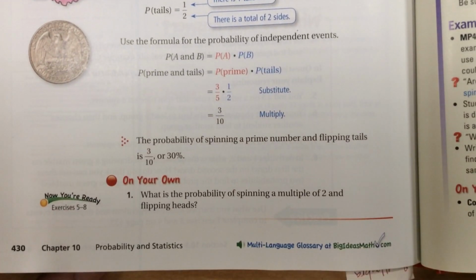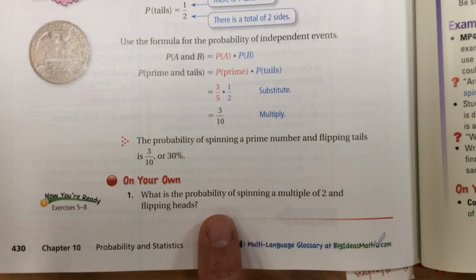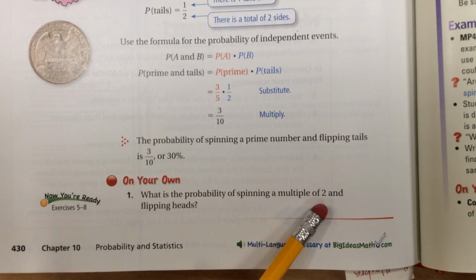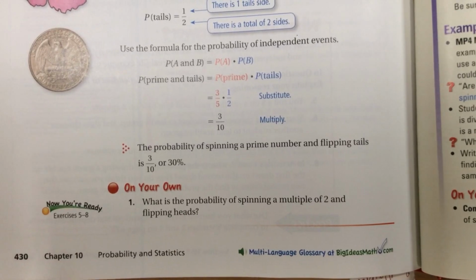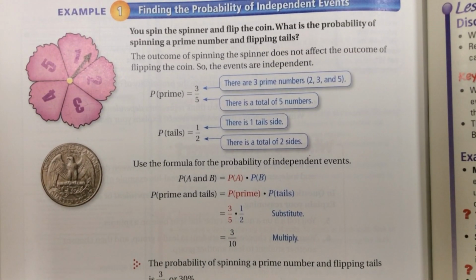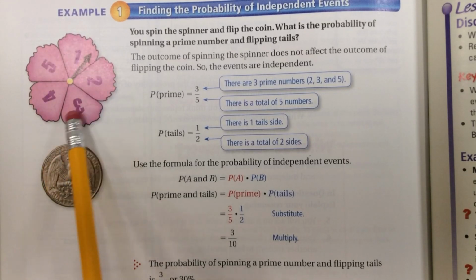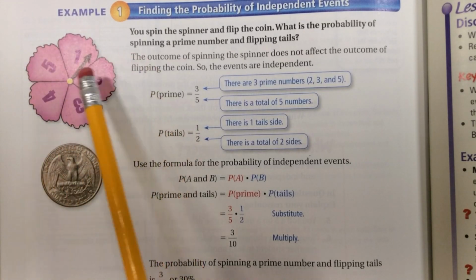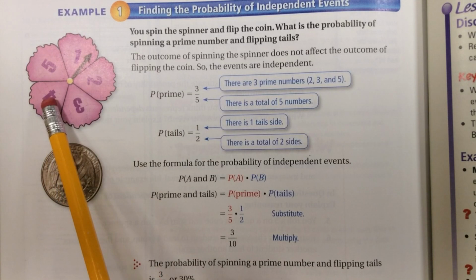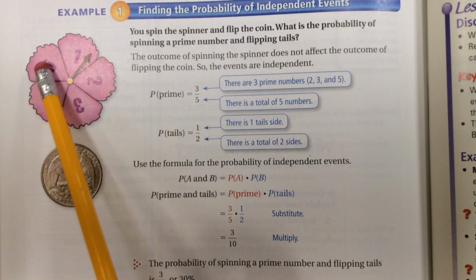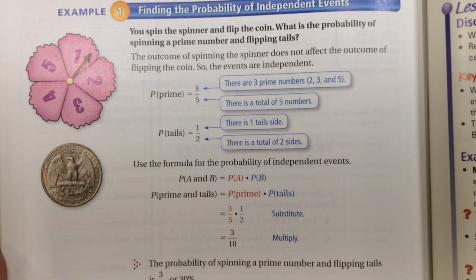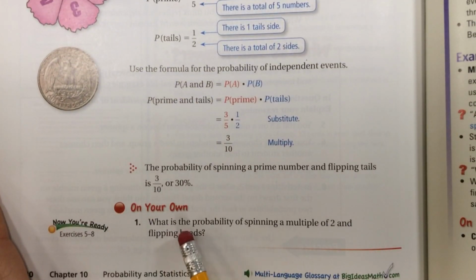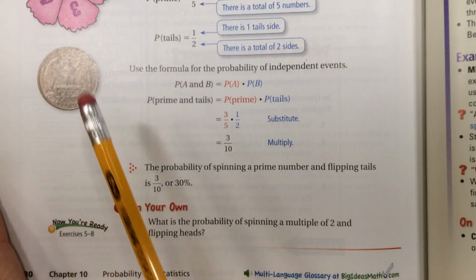This is the on your own. What's the probability of spinning a multiple of 2 and flipping heads? So let's go up here. What are the multiples of 2? Well, 2, 4, 6, 8, 10, 12. But let's look on this spinner. There are only 2 of the multiples of 2 here. So the probability of spinning a multiple of 2 is 2 out of 5. And the probability of flipping heads is 1 out of 2.